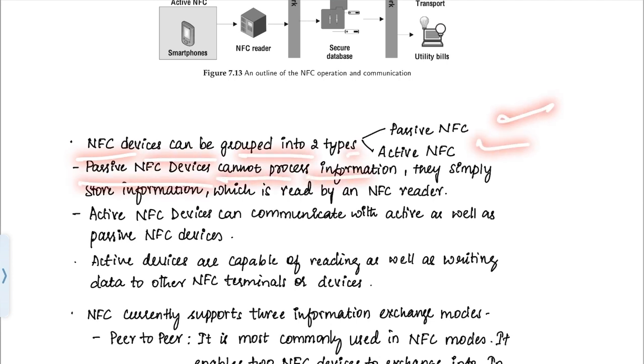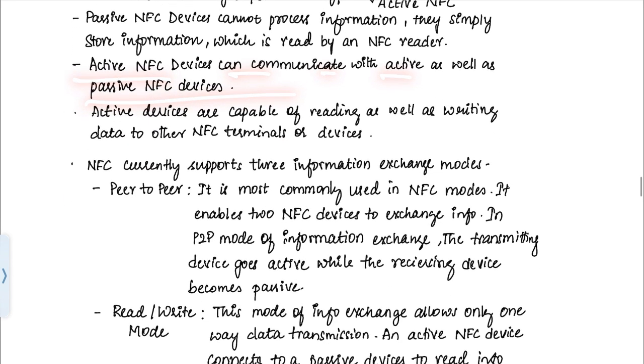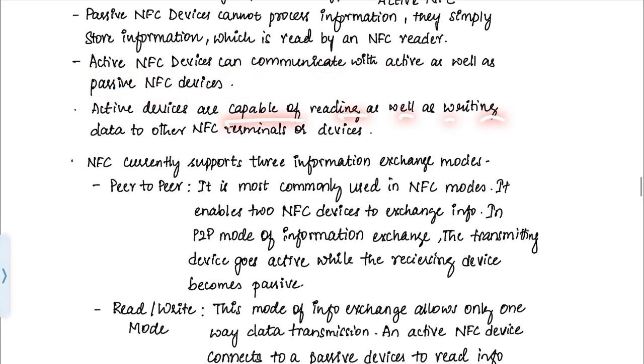NFC devices can be grouped into two types, passive and active. Passive devices cannot process information. They simply store the information which is read by the NFC reader. Active devices can communicate with active as well as passive devices. Active devices are capable of reading as well as writing data to other NFC terminals.